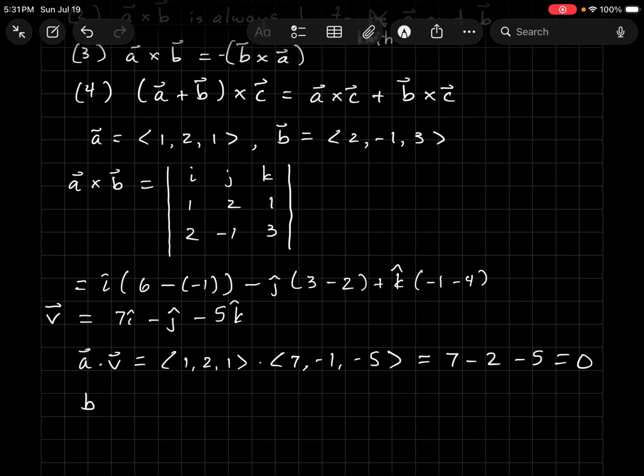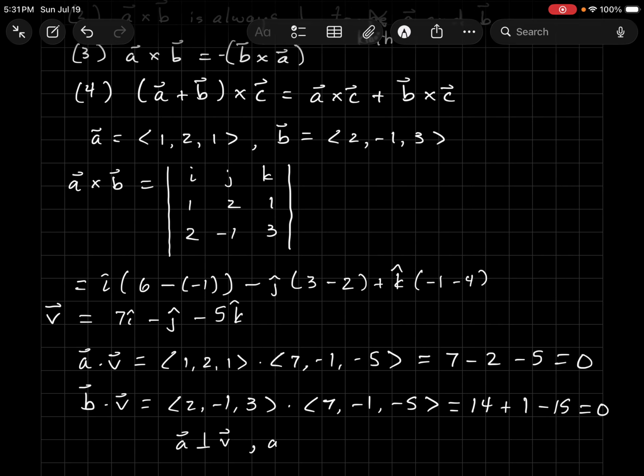Similarly, B dot V would be 2, negative 1, 3 dot V, 7, negative 1, negative 5, which equals 2 times 7 plus negative 1 times negative 1 plus 3 times negative 5. Once again, the dot product is 0, which means that A and B are both perpendicular to the cross product of A and B.